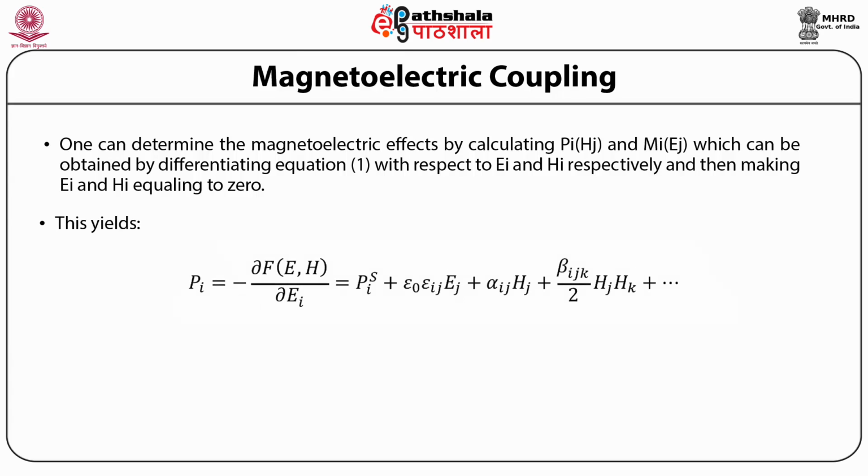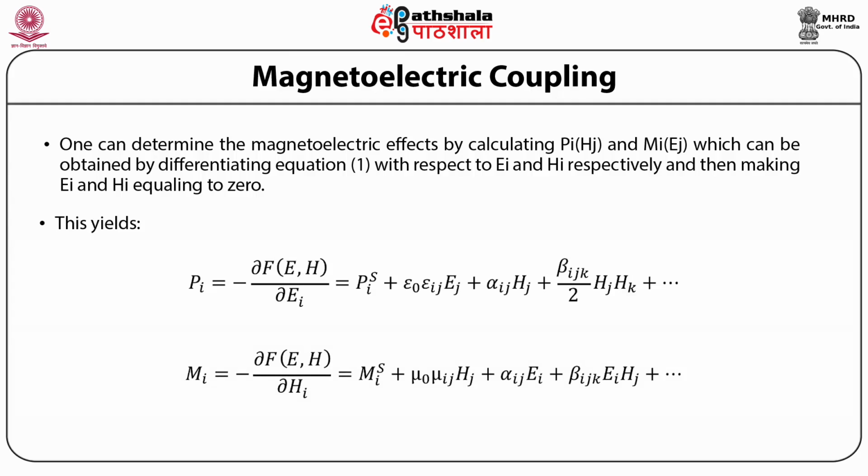This yields Pi equal to minus del F by del Ei, which is equal to Pi S plus epsilon naught epsilon ij Ej plus alpha ij Hj plus beta ijk by 2 Hj Hk plus so on, and Mi is equal to minus del F by del Hi, which is equal to Mi S plus mu naught mu ij Hj plus alpha ij Ei plus beta ijk Ei Hj plus so on.